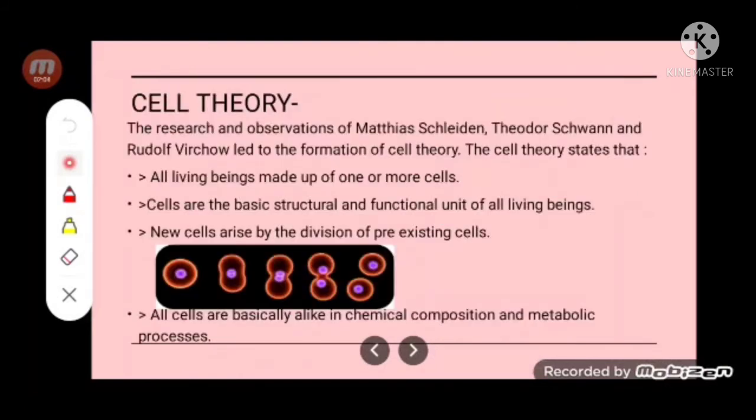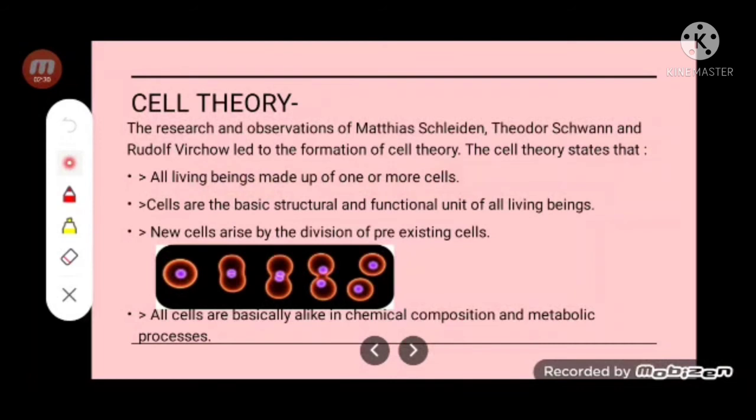Now cell theory. What led to the formation of cell theory? The research and observation of three scientists: Matthias Schleiden, Theodor Schwann and Rudolf Virchow led to the formation of cell theory. The cell theory states that all living beings are made up of one or more cells.